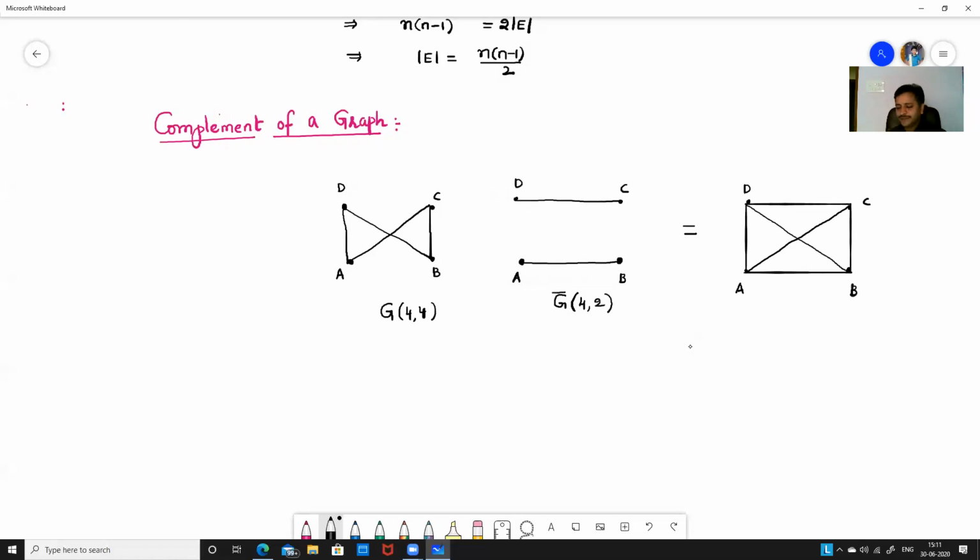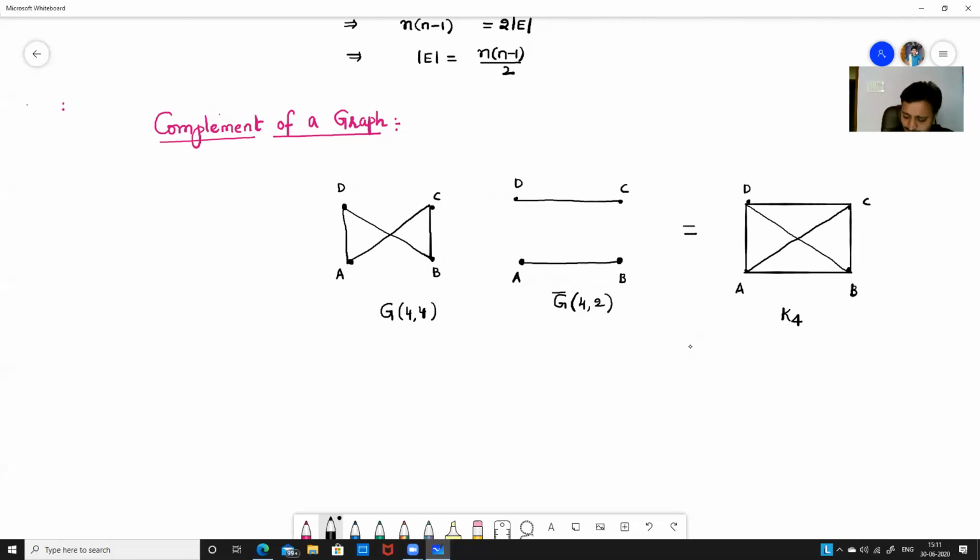Right, I will get this graph. Okay, so if I combine these two, I'll get that graph. What is this graph? This graph is a complete graph with 4 vertices. I can say it is K4, complete graph with 4 vertices. What did you notice from this? If I combine G and G bar, it will give a complete graph.